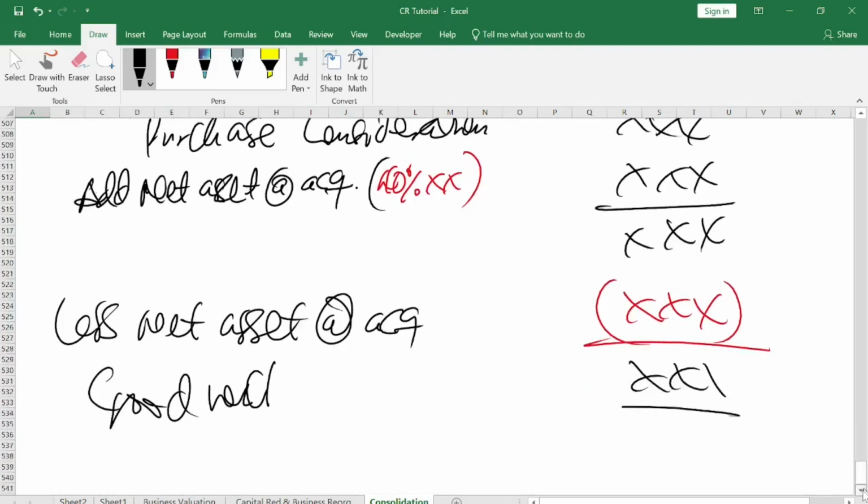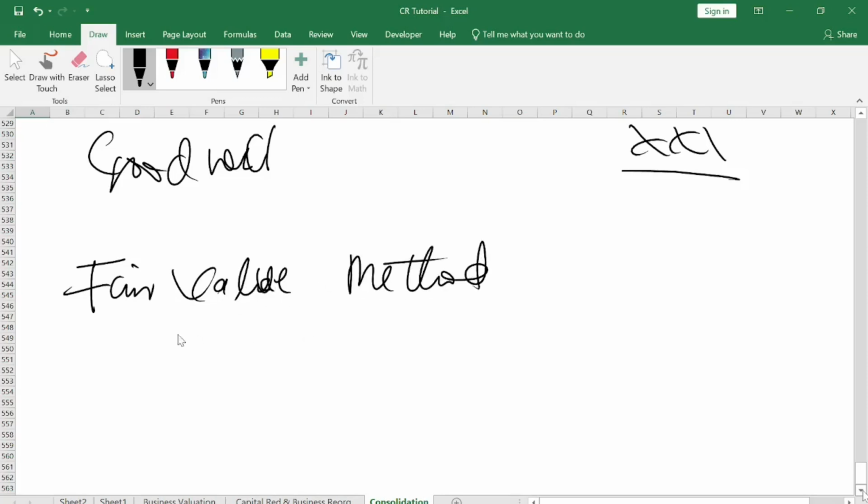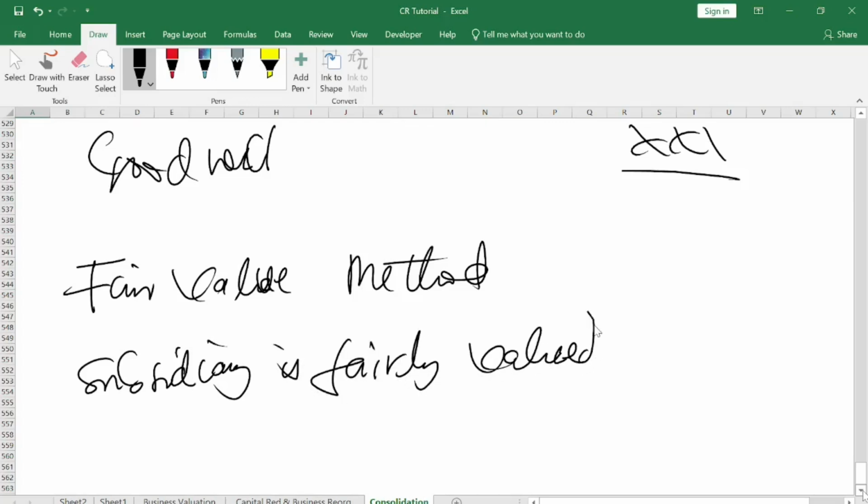So this is when the asset is not fairly valued. But if the asset is fairly valued, then you use what we call the fair value method. Now, under this fair value method, it is simple. It means the subsidiary is fairly valued. It means at the end of the period that we are doing the consolidation, we know the fair value of the subsidiary. They can give it to you in the question that the subsidiary is fair value at maybe 500,000. That is fair value.